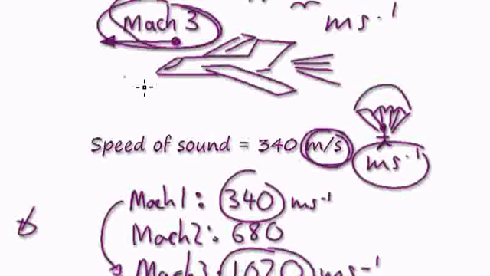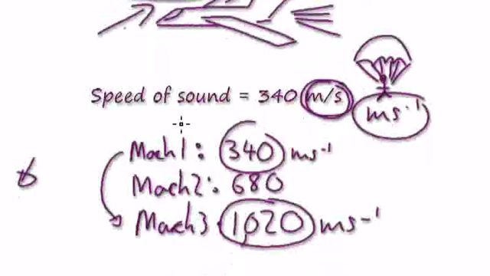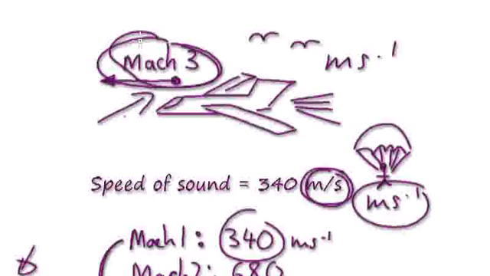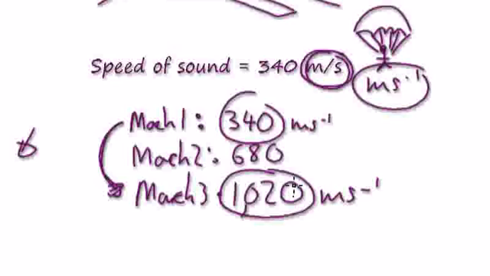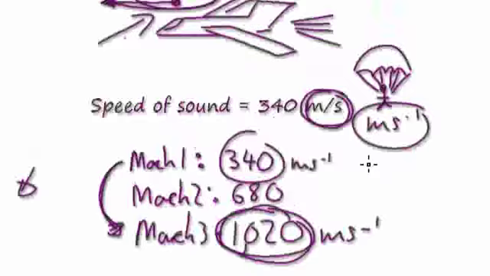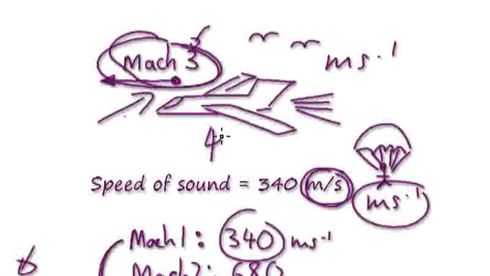Sorry, let me start again. This plane going at Mach 3 is going at 3 times the speed of sound. Now, traveling at Mach 3 is like you traveling roughly 1 kilometer for every 1 second. So in 1 second, this plane would have traveled roughly 1 kilometer.